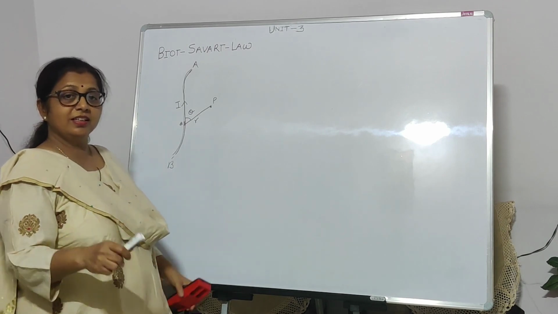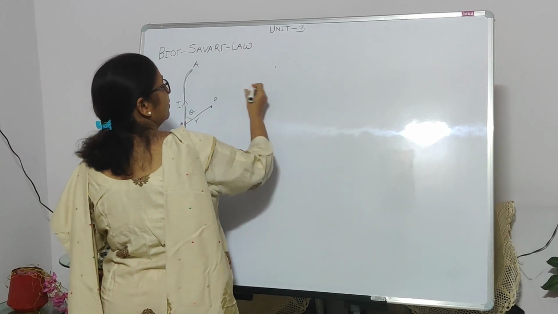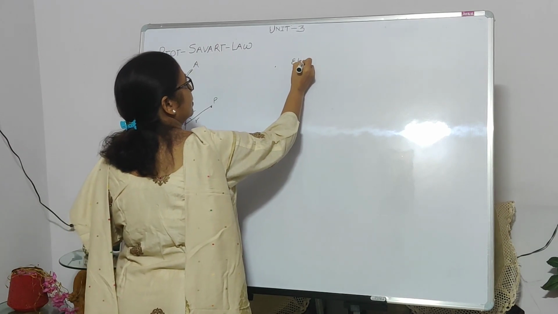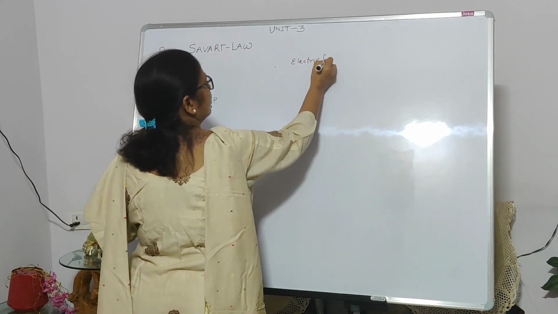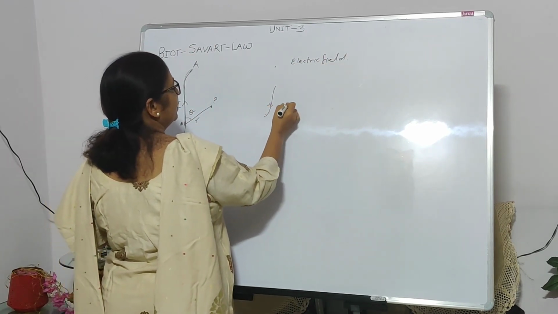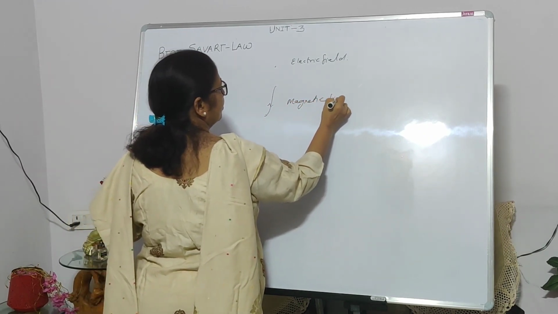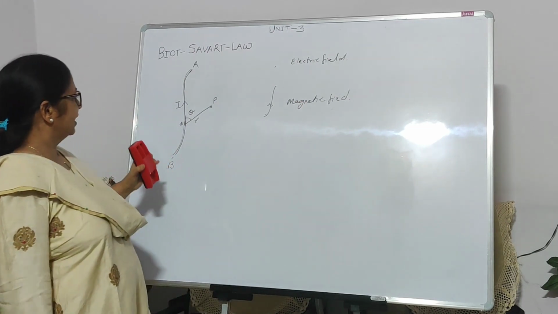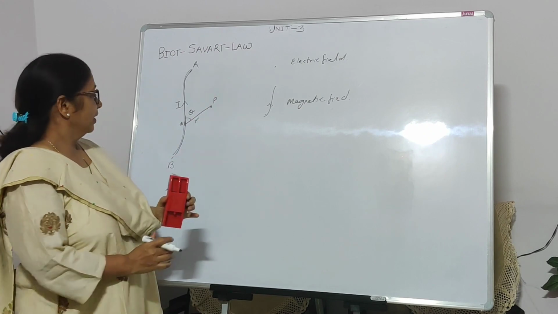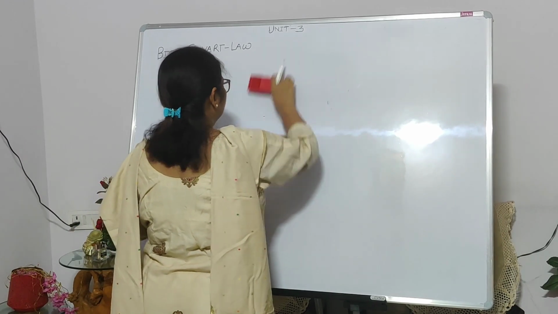If the charge is not moving, which field develops? If the charge is in a steady position, then an electric field develops. And if the charge is moving, which field develops? Magnetic field. So this time we will find out the strength of the magnetic field due to a current carrying conductor.